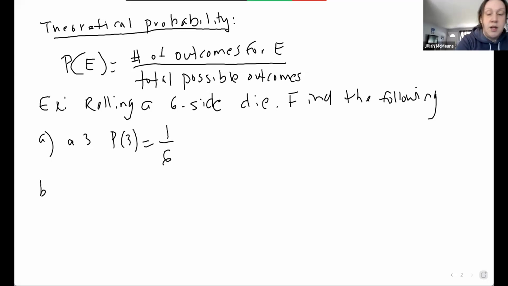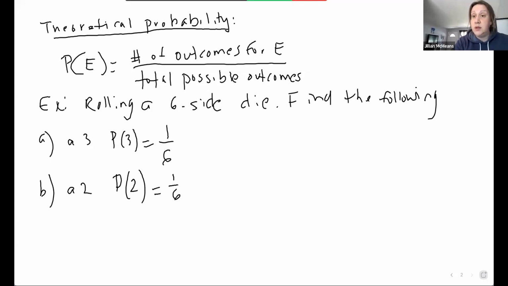Next up, we want to know the probability of rolling a 2. So the probability, and then the event we would be looking at would be a 2. On a fair 6-sided die, how many 2s are there? There would just be the one. And then there are 6 possible outcomes. So again, the probability would be 1/6. So the chance of rolling a die and landing on a 2 is 1 out of 6.